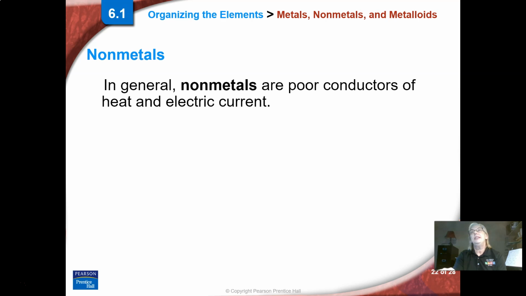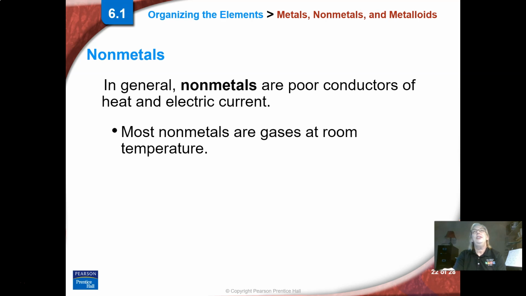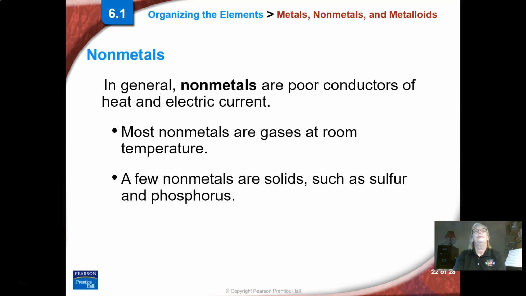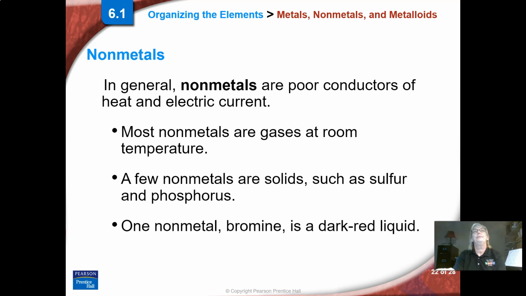Nonmetals are the opposite. They don't let heat and electric current go through them. And they're usually gases at room temperature. Metals are going to be solids. And some nonmetals are solids, such as sulfur and phosphorus. They're solids at room temperature. But most of them are gases. And bromine is that dark red liquid I showed you.